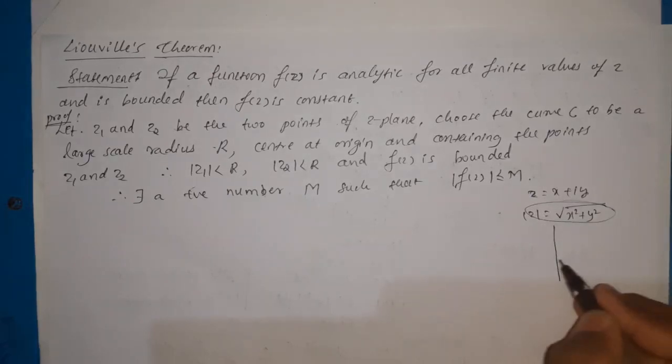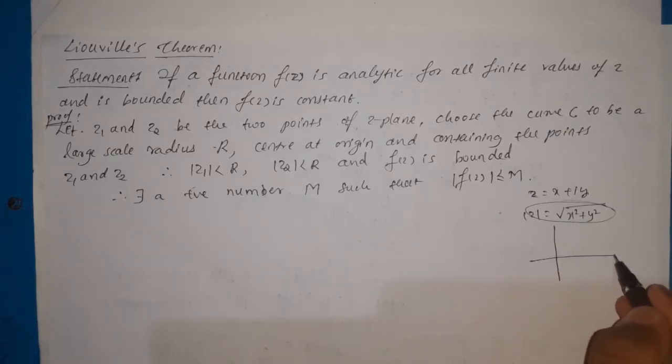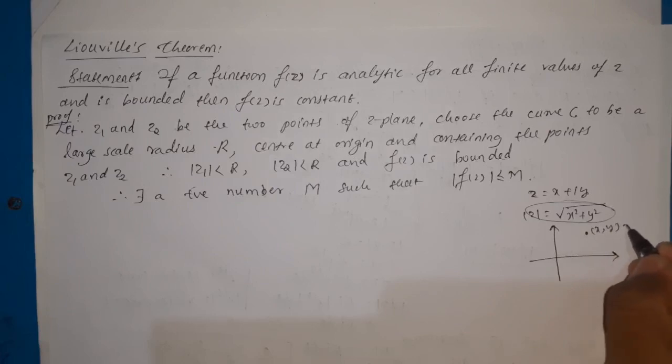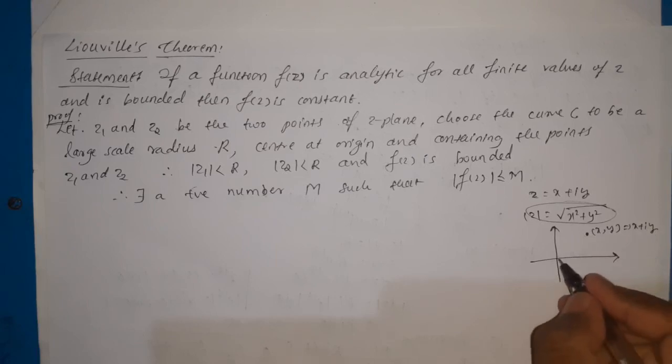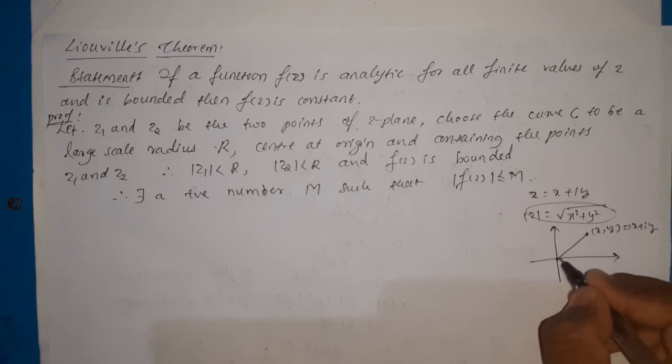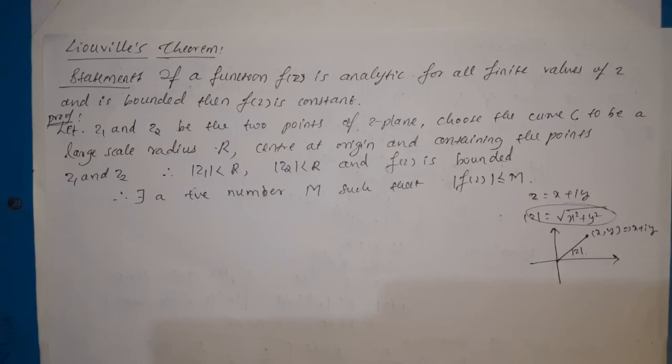Suppose this is the complex plane, this is the real line and this is the imaginary line, and suppose it is the point x comma y, which means x plus iy. This is the origin. Then modulus of z means the distance of this point from the origin. So this is mod z. That is the meaning of modulus. By using this concept, we are going to prove that f of z is constant.